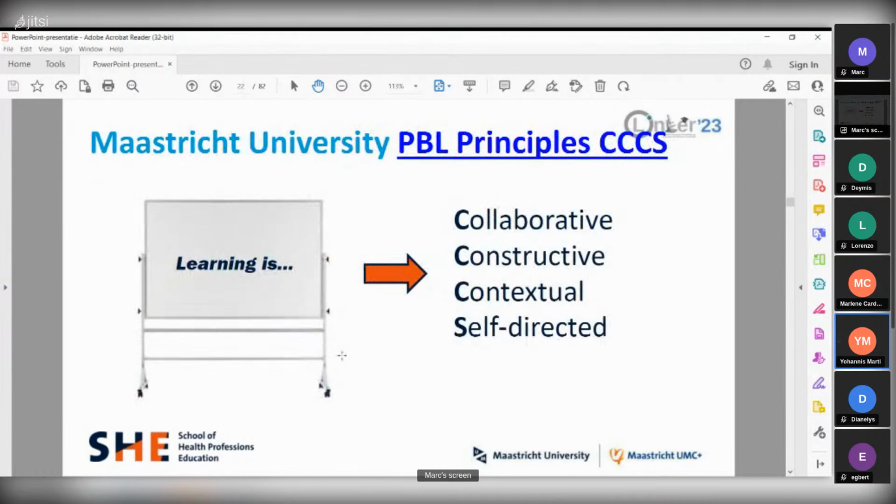So with this in the back of our minds, I want to talk about the problem-based learning principles of Maastricht University, the CCCS: collaborative, constructive, contextual, and self-directed.